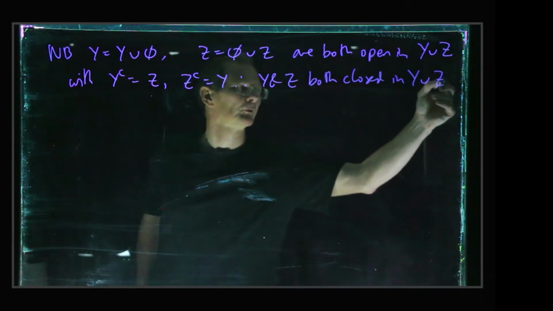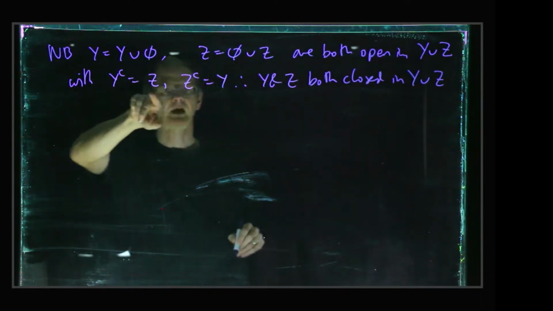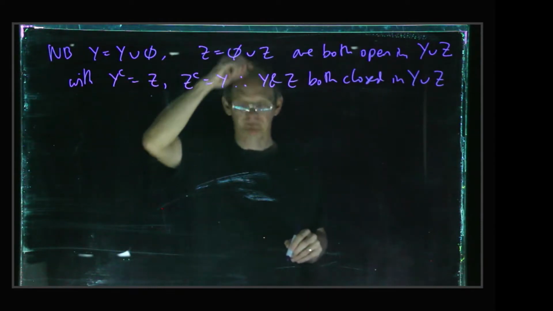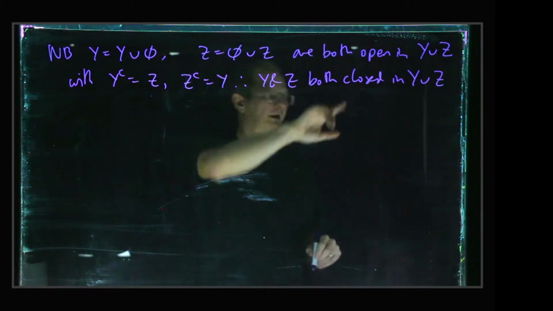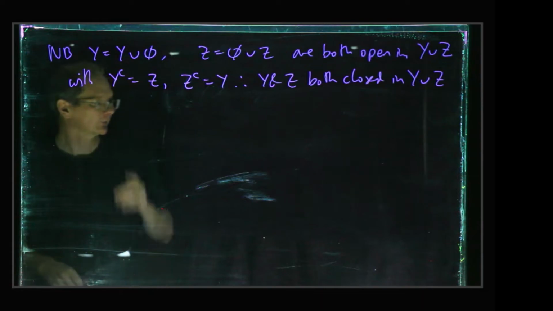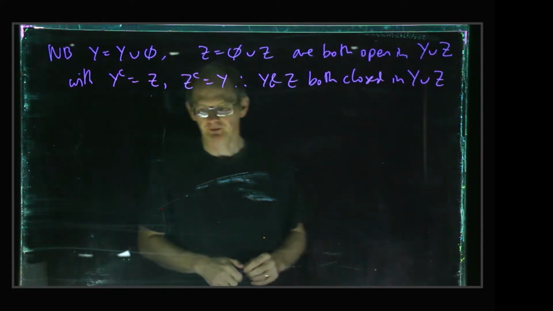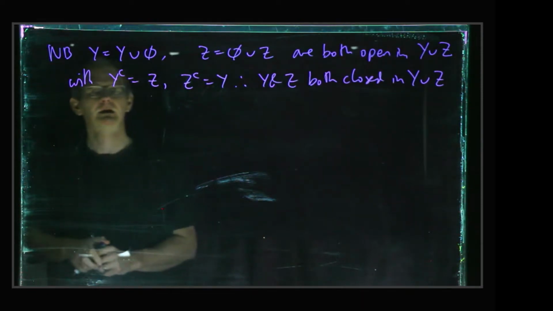And the next observation: Y is open, so the complement of Y is closed. The complement of Y is just Z. And Z is open, so the complement of Z is closed, but the complement of Z is just Y. So Y and Z are both open in Y union Z, but they're also both closed. It's not a super common thing to happen for a set to be both open and closed, but it is perfectly possible.